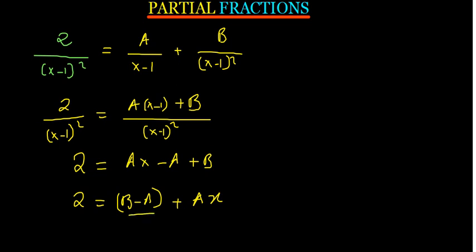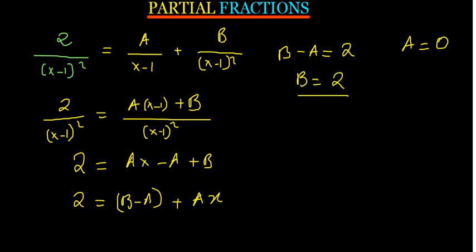So the b minus a, which is a constant, should be equal to the constant on this side, and that side we have got a constant 2. And then the a with an x, so the number in front of x, should be equal to the number in front of x on this side. Since we don't see any x, it means that the number in front of x is 0, meaning that a is going to be equal to 0. This tells us that b is going to be equal to 2.